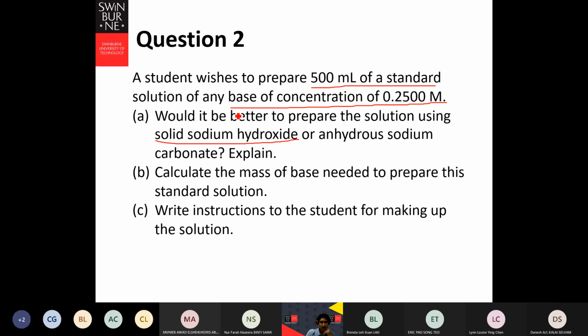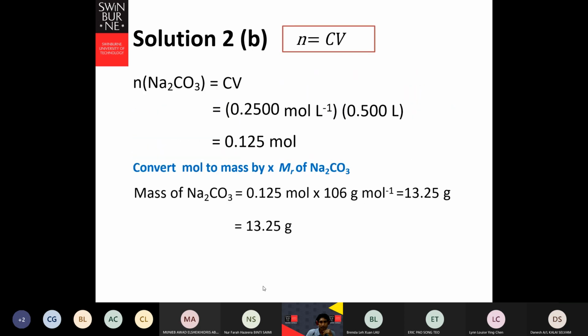It says the concentration is 0.25 molar with 500 milliliters. So how much sodium carbonate should we be taking? Converting 500 milliliters to liters, it becomes 0.5 liter. So the amount of sodium carbonate will be 0.125 moles.